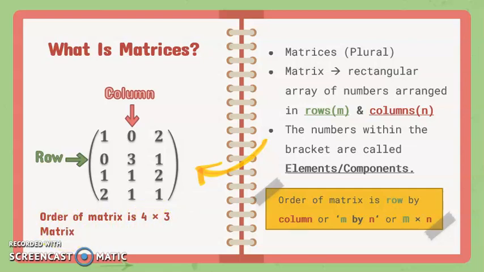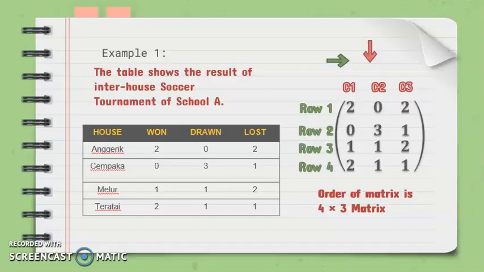Alright, so let's do example 1. The table shows the result of an inter-house soccer tournament of school A. We have a table, and this is the result. We have 4 houses: Anggrek, Cempaka, Melur, and Teratai. And we have the type of result: how many times they won, drew or lost. So how can you represent this data as a matrix?